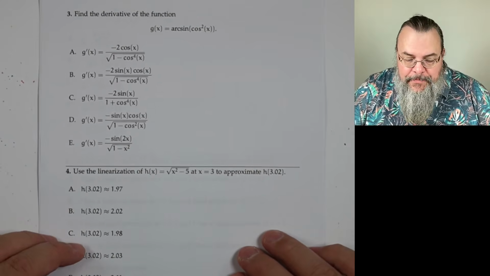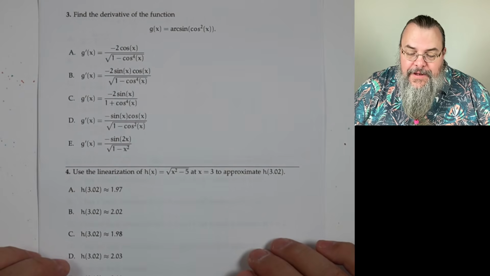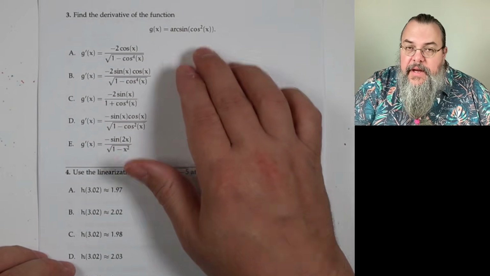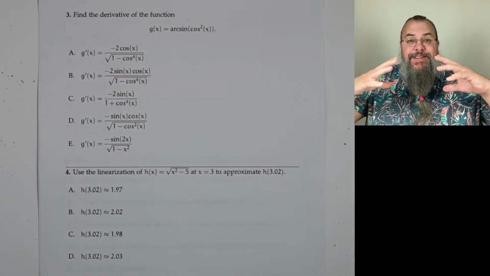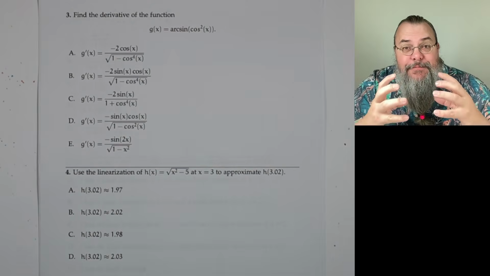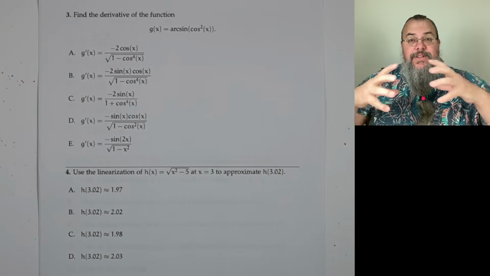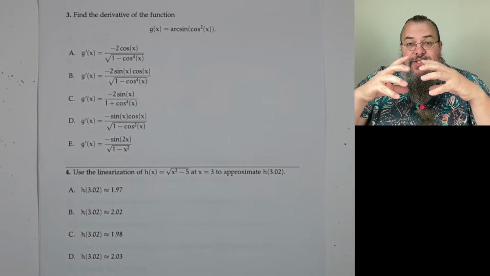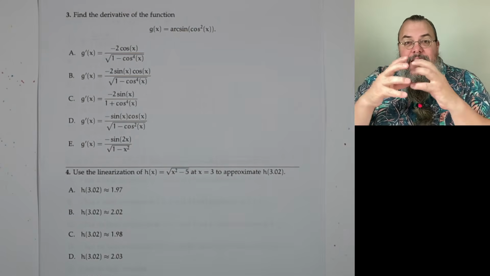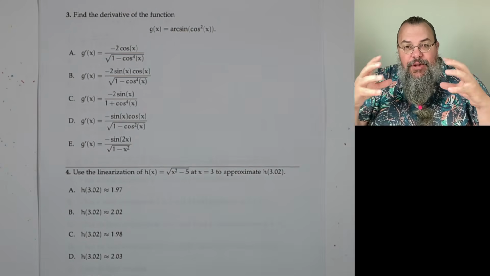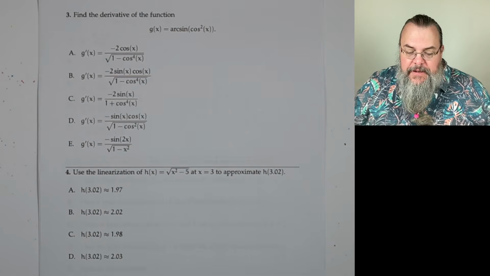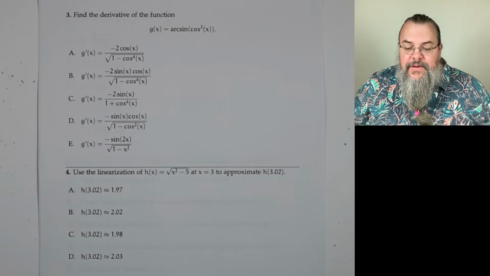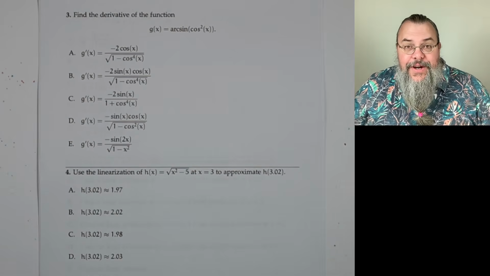Number 3. Find the derivative of the function. G of x is arcsine of cosine squared of x. Now, this is sort of an onion problem in that we have layers. The outside layer is arcsine. And then the next layer is the square function. And then the last layer is cosine. There's really 3 functions coming into play here, and so we have to make sure we account for all of them. So let's be extra careful.